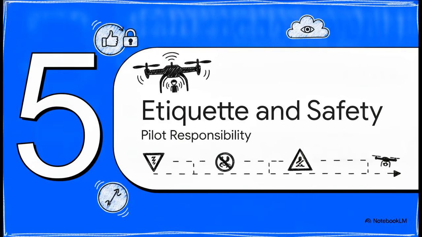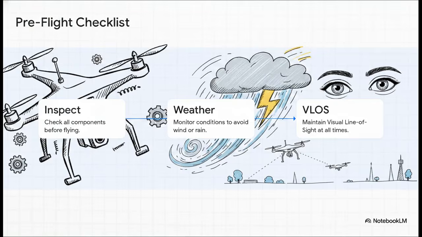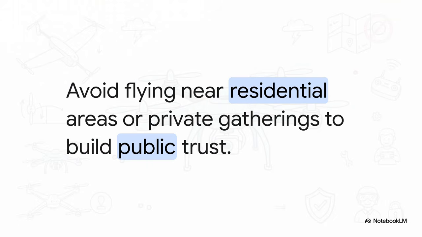Which brings us to our final section, number 5, etiquette and safety. This is all about your personal responsibility as a pilot. You really need to treat every single flight like a professional aviation event. Follow a strict pre-flight checklist. First, physically inspect your drone for micro cracks in the props or loose frame parts. Second, monitor the weather. Wind and rain will absolutely wreck exposed electronics. And third, always maintain VLOS, or visual line of sight. You have to be able to see your drone with your own 2 eyes at all times so you don't crash into unseen obstacles.